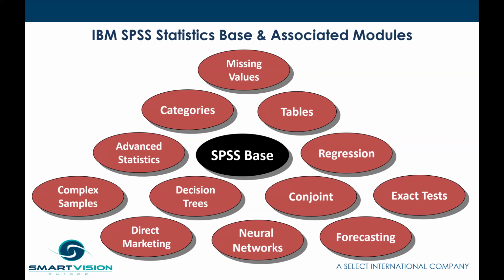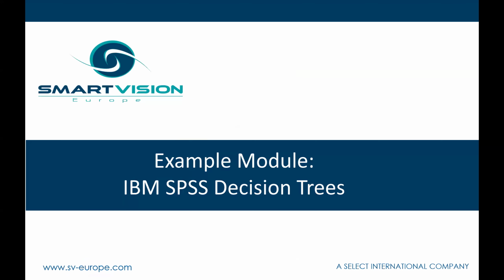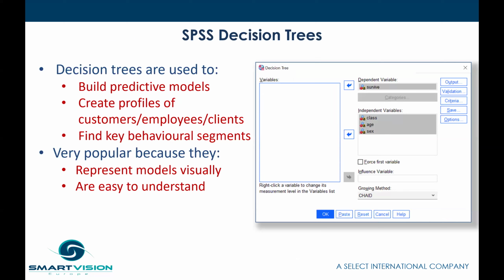So if we were to pick one of these, for example, something like the decision trees module, what would happen is that you just get access to this procedure and it would appear as an additional dialogue in a menu. So it would just appear as a different option in the menu. And decision trees, again, very, very useful. We would urge you to look into it if you haven't heard of these before.